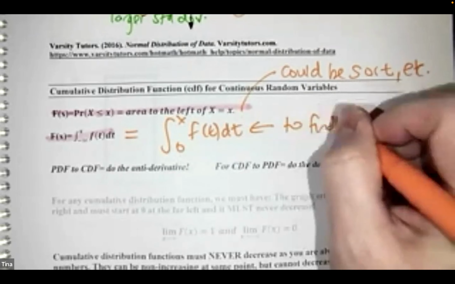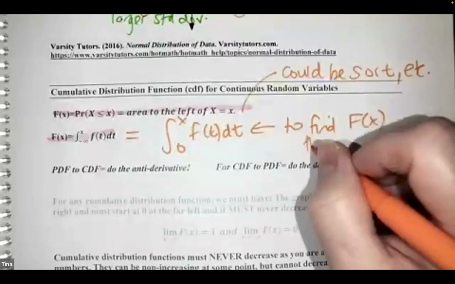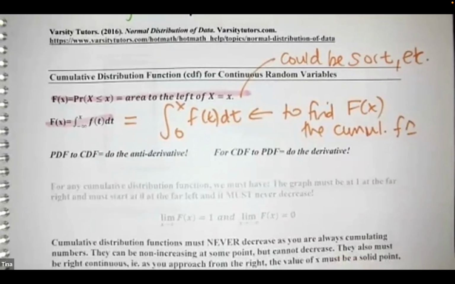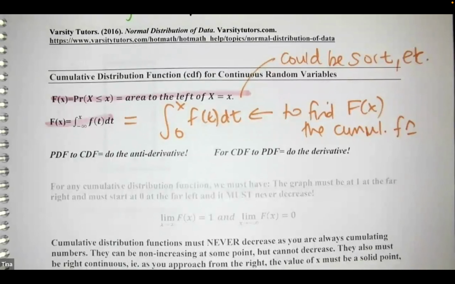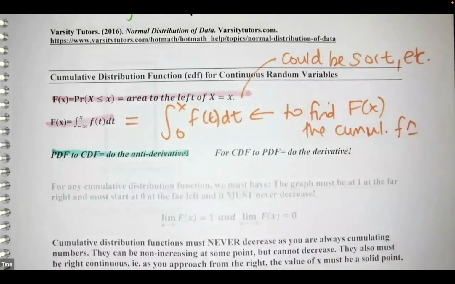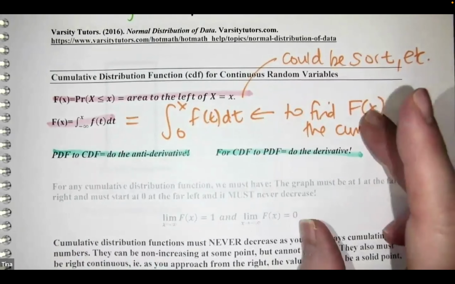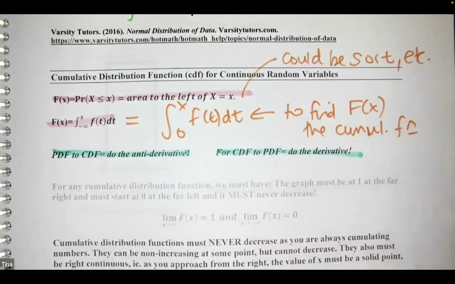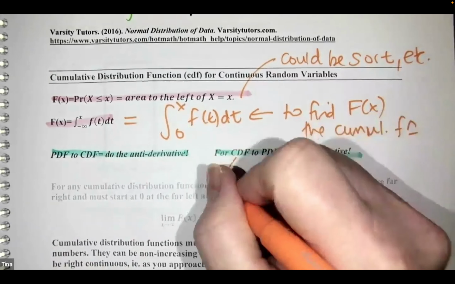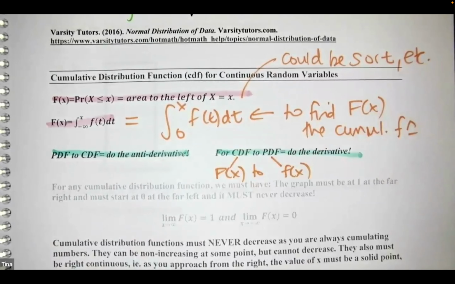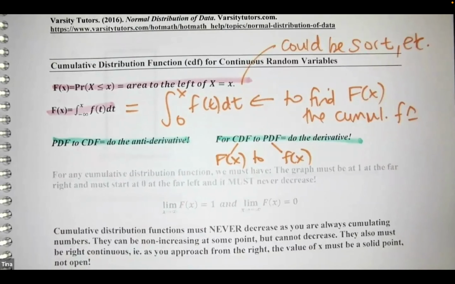This is to find capital F, which is the cumulative function. So to find capital F, we're going to take the integral. Okay, so that's from a PDF to a CDF, do the antiderivative. If we want to go the other way around, then we're going to do the derivative. So if we have capital F and we want little f, then we'll do the derivative. Okay, so from big F to little f would be do the derivative. So we're going to cover both in the practice.